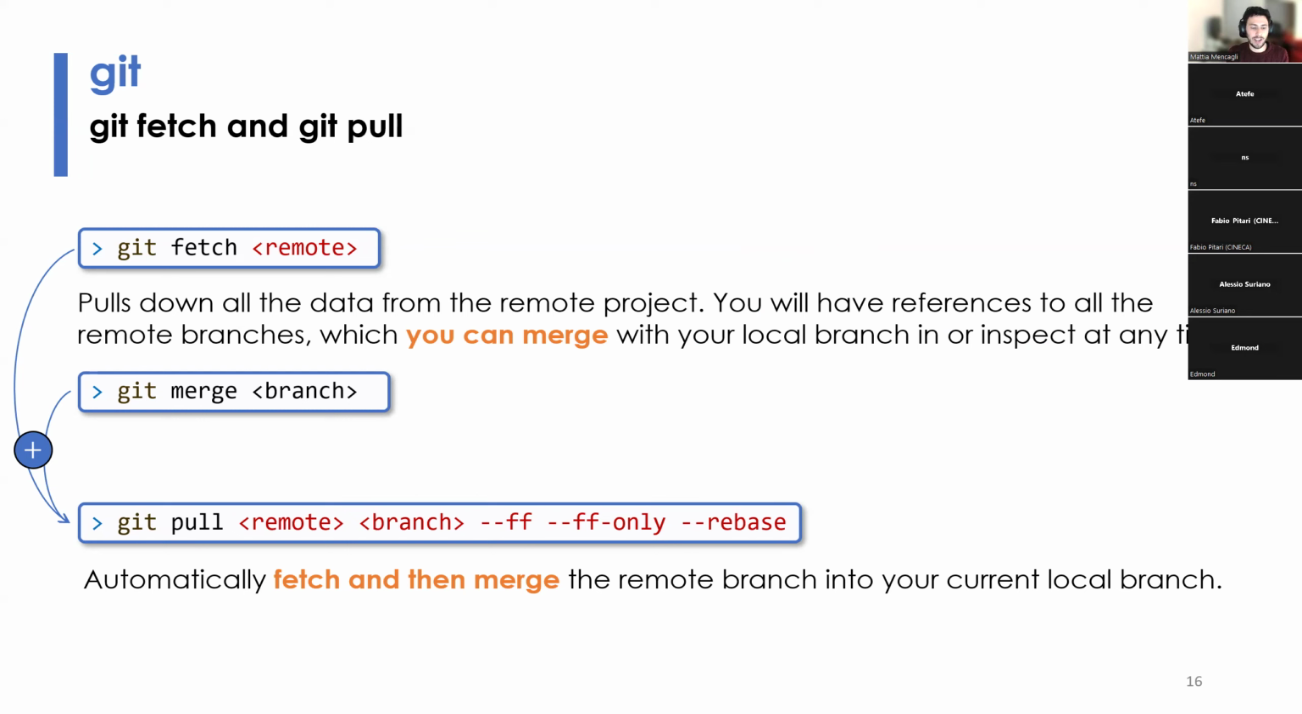Therefore, since git fetch and git merge are tightly bound, since sometimes if you want to pull down stuff from the remote repository, you want to update your branches, a new, let's say, command has been created that is git pull that automatically fetch and then merge from the remote repository in your current local branch.